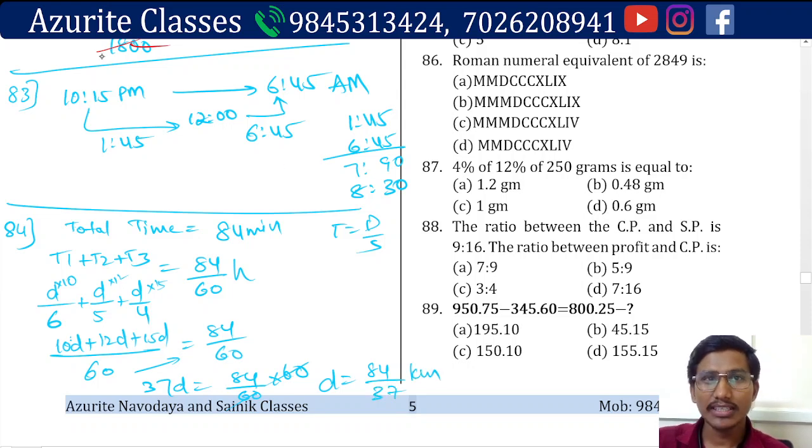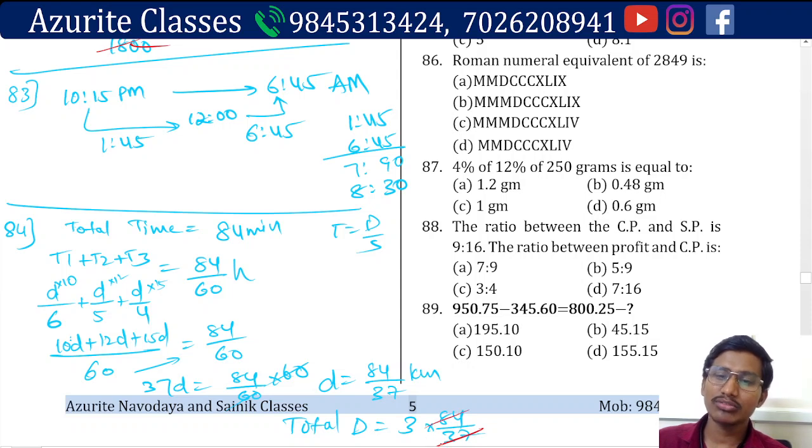Once again, all three distances are the same, so we have to multiply by three times. So the total distance is equal to 3 times 84 divided by 37. So we will cancel it and then multiply. 37 ones are 37, 37 twos are how much?